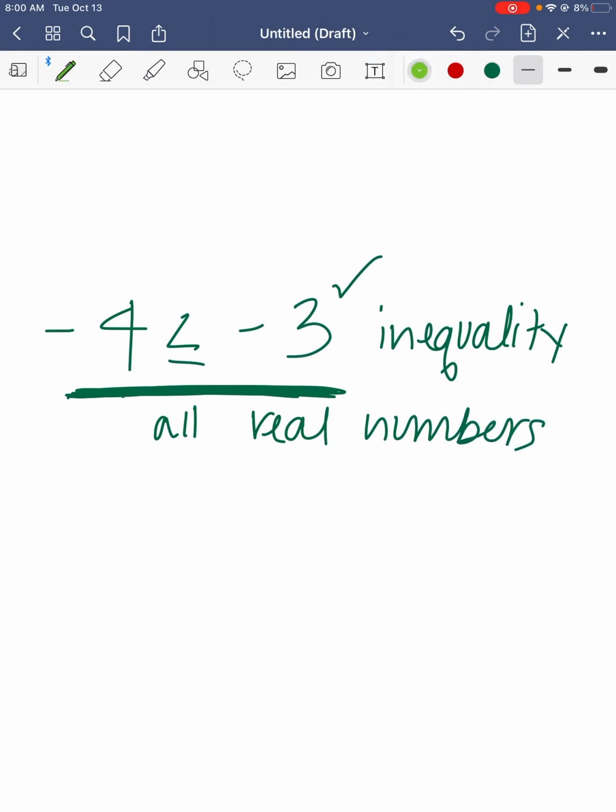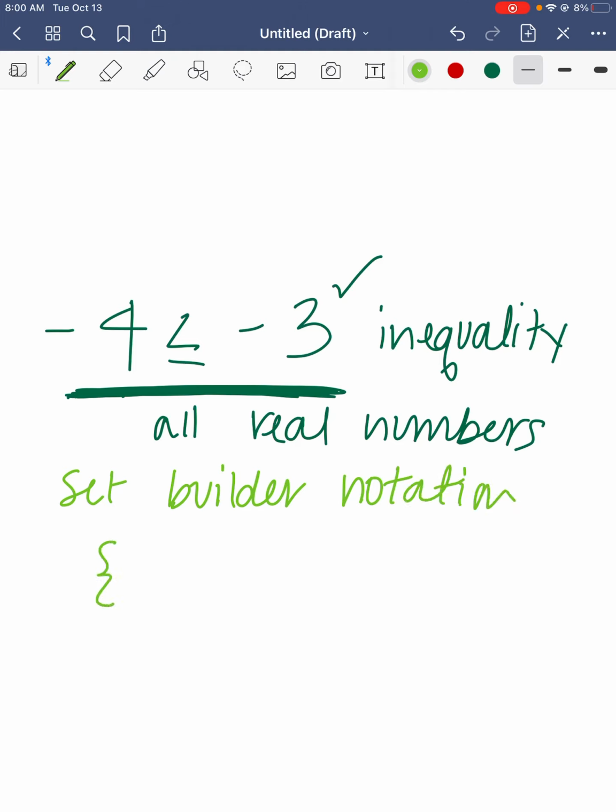Okay, in set builder notation, we start the same way. So let's say our variable was x, all values of x such that, and the way that we show all real numbers in set builder notation is we say that x is an element of the real number set. Okay, so this little e thing just means "is an element of," and then the real number set. So that is how we show all real numbers in set builder notation.